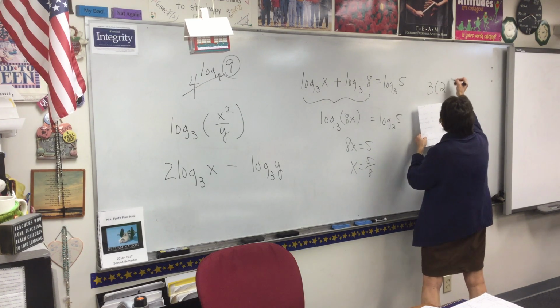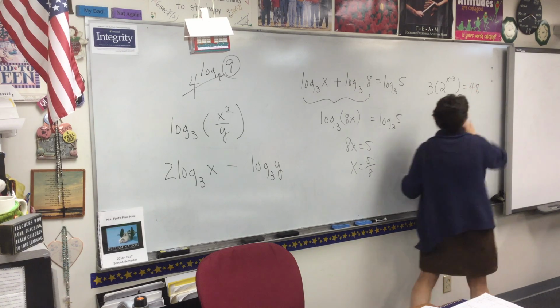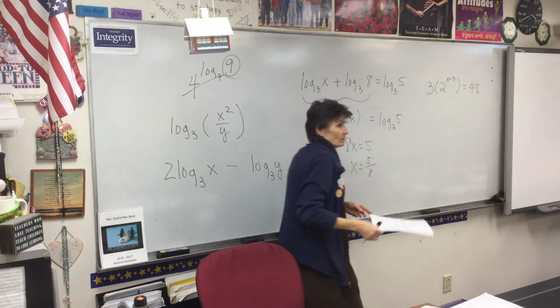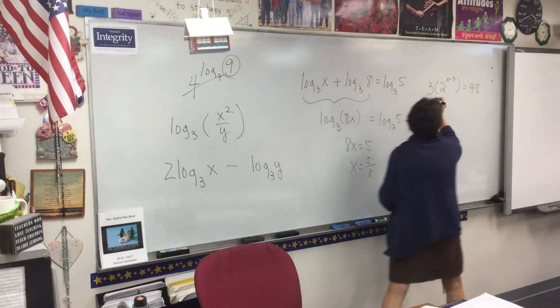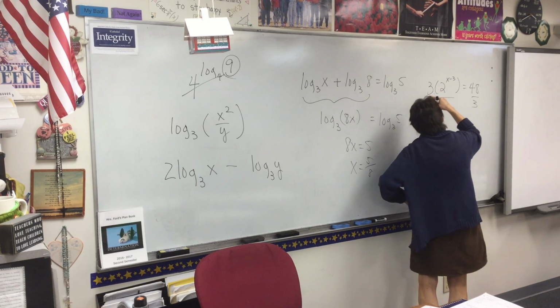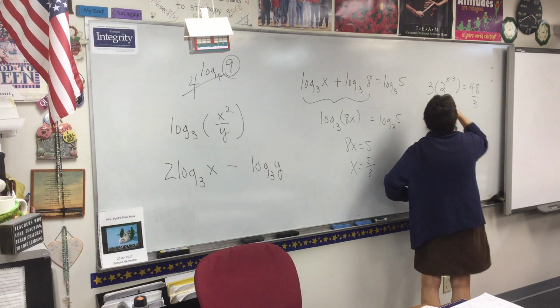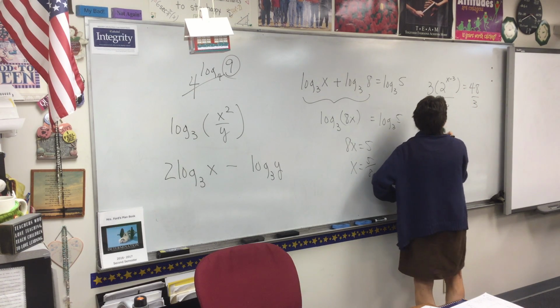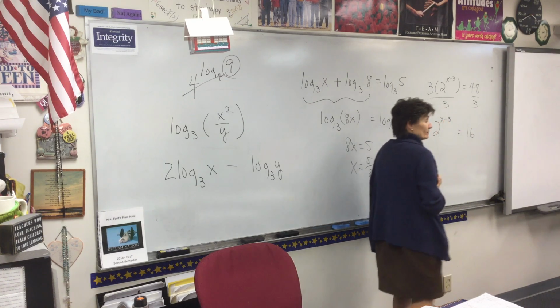All right, how about 11? What are you thinking about this problem? We did several of these last time. What do we do first? Divide by 3. I keep telling you guys, you gotta get rid of the extra number. When you solve an exponential, you've got to get rid of the extra number. So 2 to the x minus 3 equals 16.